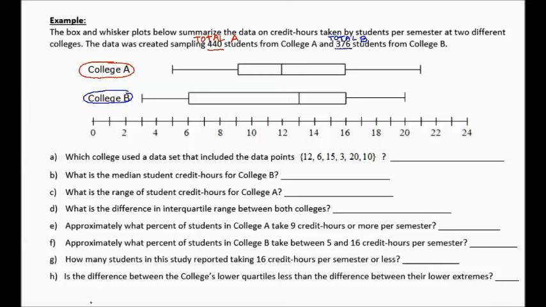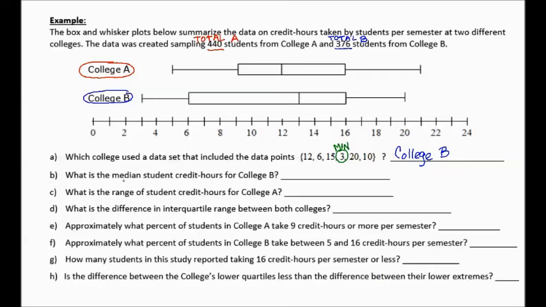Let's see. Which college used a data set that includes this set of data points? Well, you're going to focus on the smallest and largest numbers that you see in this data set. I can see here that this 3 is the minimum value of the entire data set. Which one of these 2 includes a 3 as their minimum? That would be College B. College A starts at 5. So College B would be the answer for this problem.